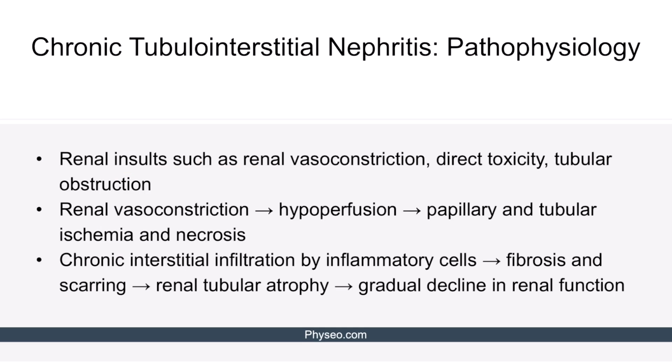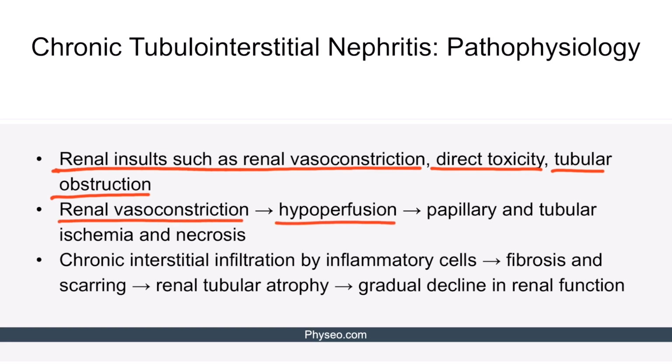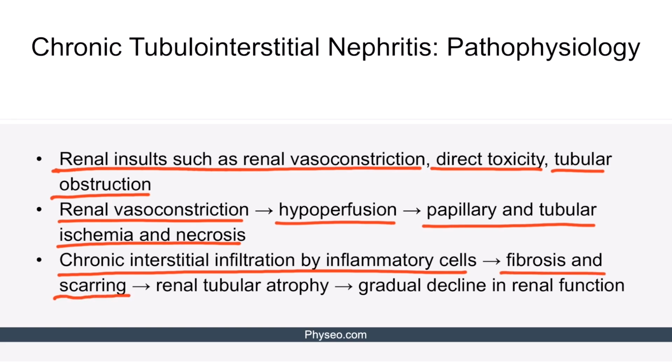The pathophysiology is initiated with various renal insults resulting from the etiologies that we discussed in the previous slides. Renal vasoconstriction, direct toxicity to renal tubular cells, and tubular obstruction are common initial triggers. Renal vasoconstriction leads to hypoperfusion, which results in papillary and tubular ischemia and necrosis. Consequently, the progressive nature of the disease leads to chronic interstitial infiltration by inflammatory cells and fibrosis and scarring of the renal tissue. Eventually, the renal tubules atrophy, with a gradual decline in renal function.